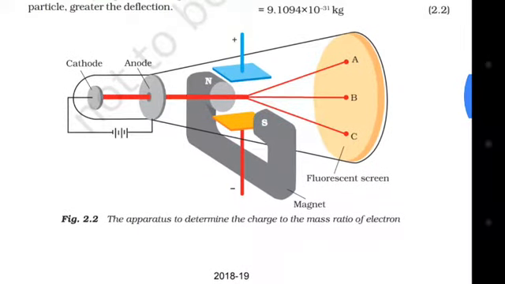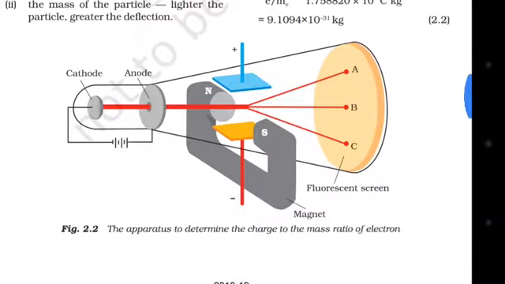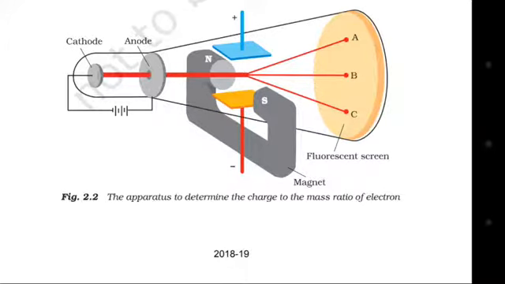Here we can observe Figure 2.2, cathode and anode, and the rays are passing through relatively perpendicular electrical and magnetic fields, and it is just tracking on the other side on the fluorescent screen at the ABC points.